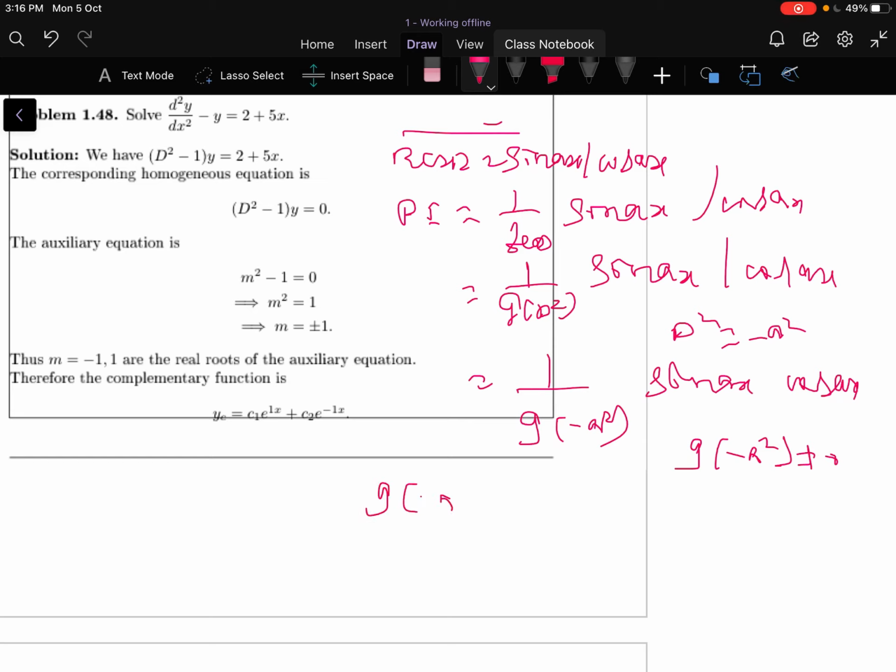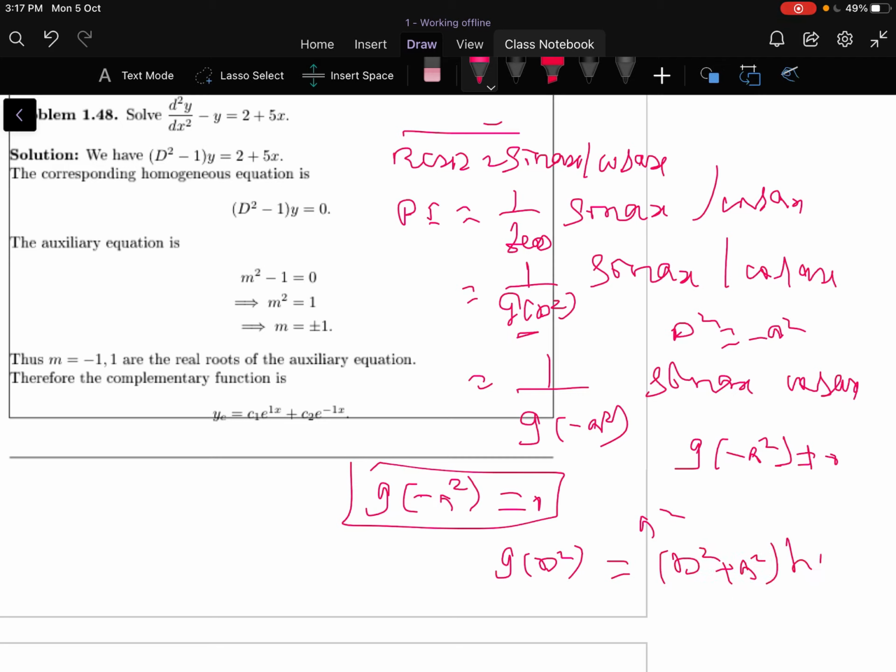Suppose g of minus a square is equal to 0. So just like what we studied in the case of e power ax, one can discuss like this. Suppose a square is a root of a polynomial g of D square, so g of minus a square is equal to 0. It means that g of D square can be written as D square plus a square into h of D square. So in this case, PI is equal to 1 by D square plus a square into h of D, either sin or cos.